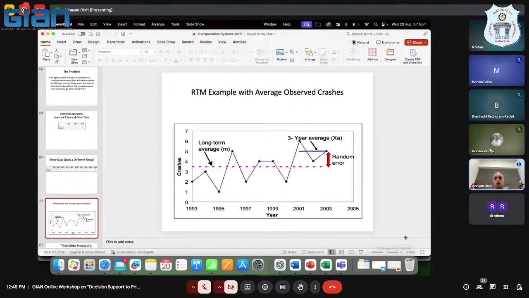So this is just giving you the long-term average. This is just an example. This is the long-term average, and you're moving around it, and this is the 3-year average. And this is part of the random error. You can't take that as the true effect. So how do you accommodate for all of this?